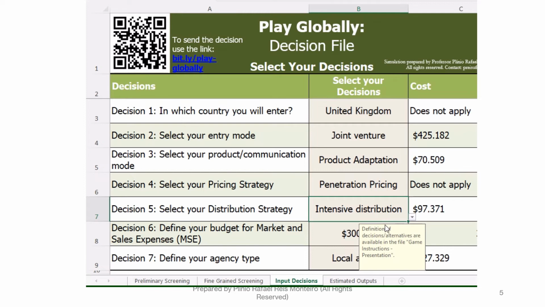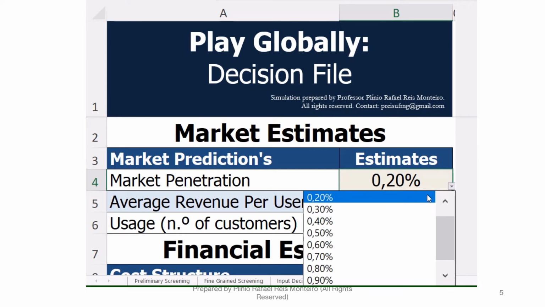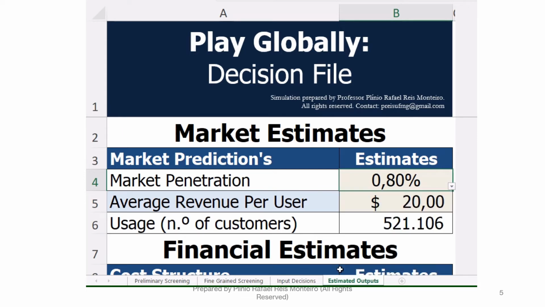As you can see, now I'm trying to have low prices and achieve the entire country with my strategy. In that case, one thing that can happen here, for instance, is that my market penetration will probably be higher. I can achieve, for instance, 0.8%. But for sure, customers will expand, and the average revenue per user will be lower because now I'm targeting the mass market, not only wealthy people.